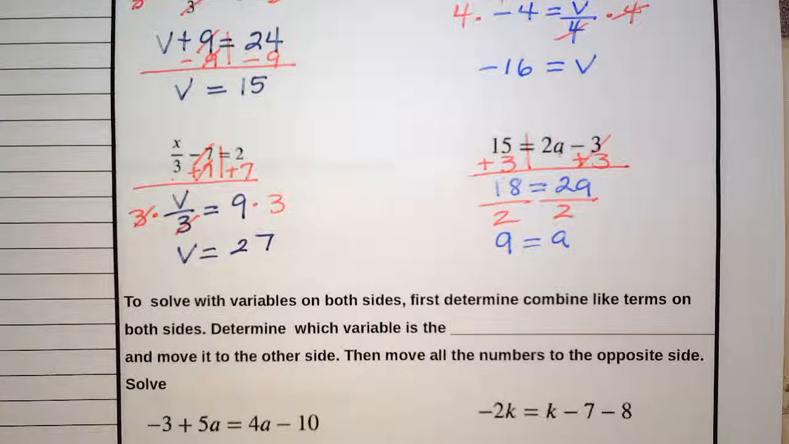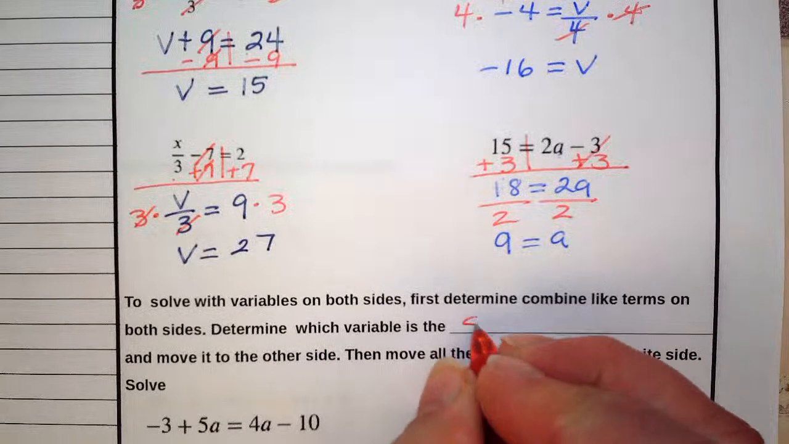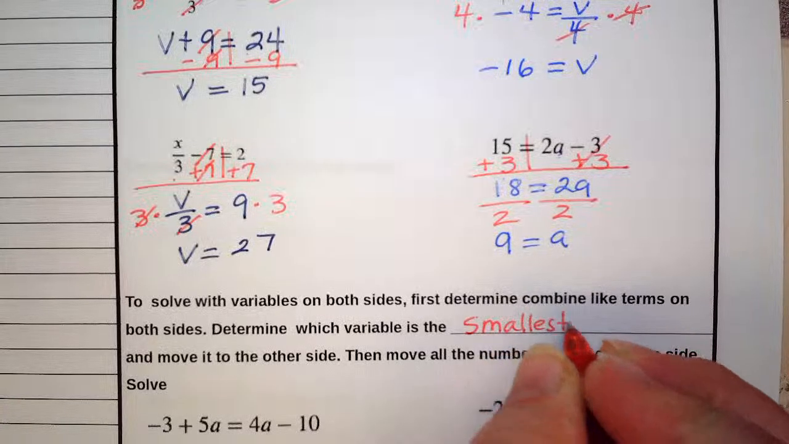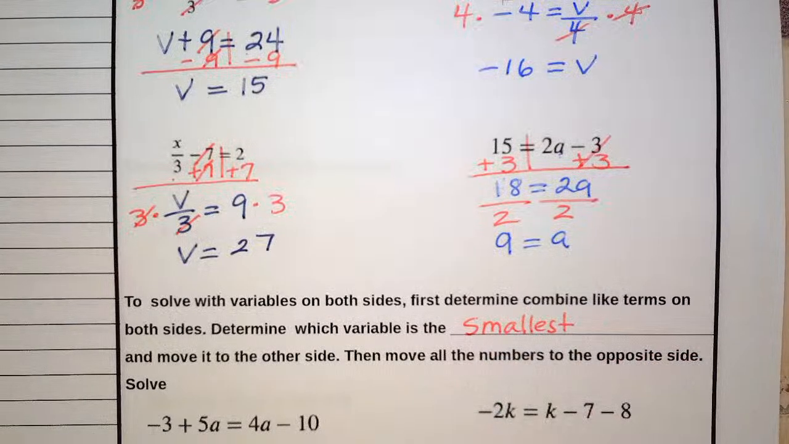Then we determine which variable is the smaller. We want to move that smallest variable to the other side, because then we will be working with a positive coefficient and it'll make it easier. So we move it to the other side by subtracting or adding, whichever. Then move all the numbers to the side that the variable is not on, and then you solve.